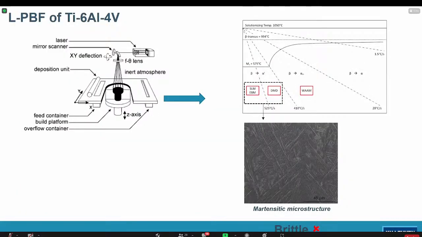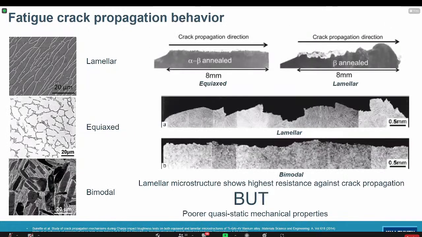One of the major challenges of LPBF of Ti64 alloy is the extremely high cooling rates involved during processing, which result in the formation of martensitic microstructure, which is extremely brittle, so we cannot use that in real engineering applications. In applications such as the automobile or aerospace industry, we need high fatigue performance: we need to delay the damage initiation and slow the crack propagation. Hence we need a post-heat treatment of the as-built part. In the literature, there are different microstructures which have been generated for Ti64, such as lamellar, equiaxed, and bimodal.